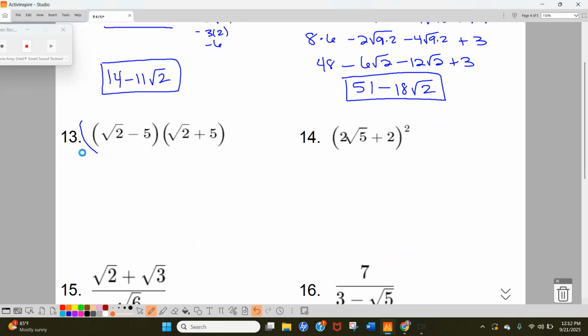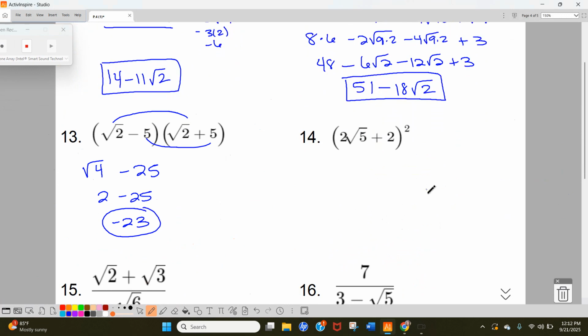All right, so here we have conjugates because we have the same thing except the sign in the middle. So we can just say, I know this is going to be root 4, and I know this is going to be negative 25. So 2 minus 25 gives me negative 23.